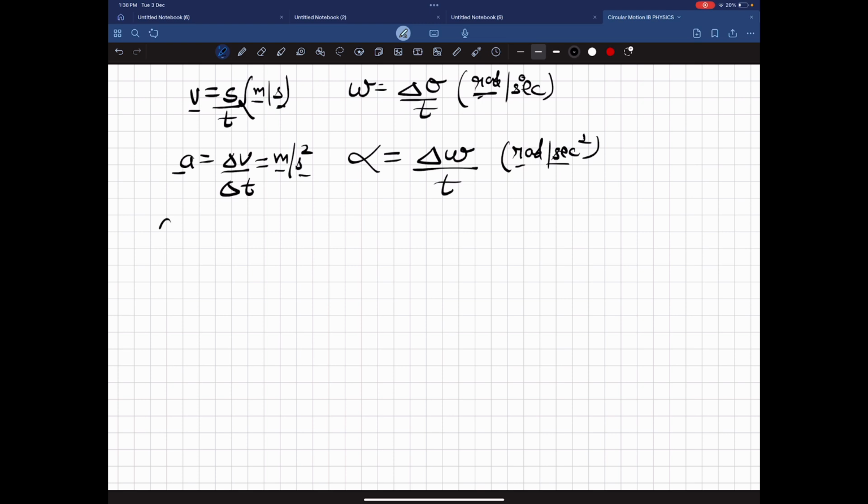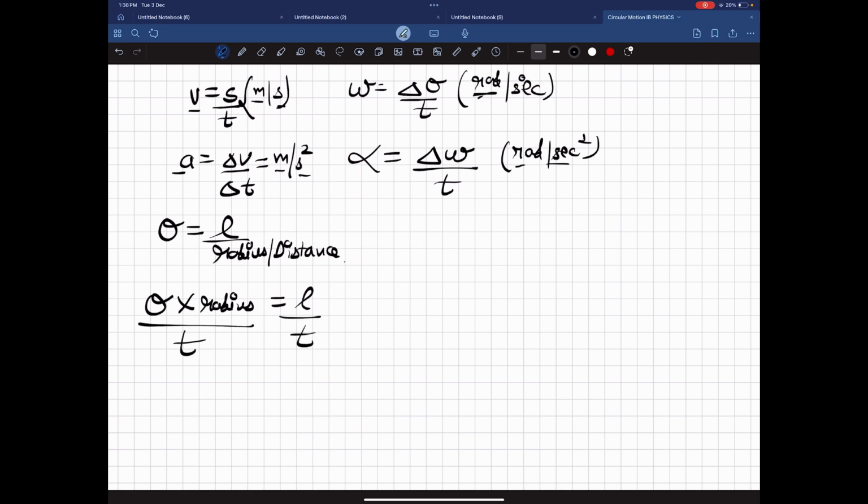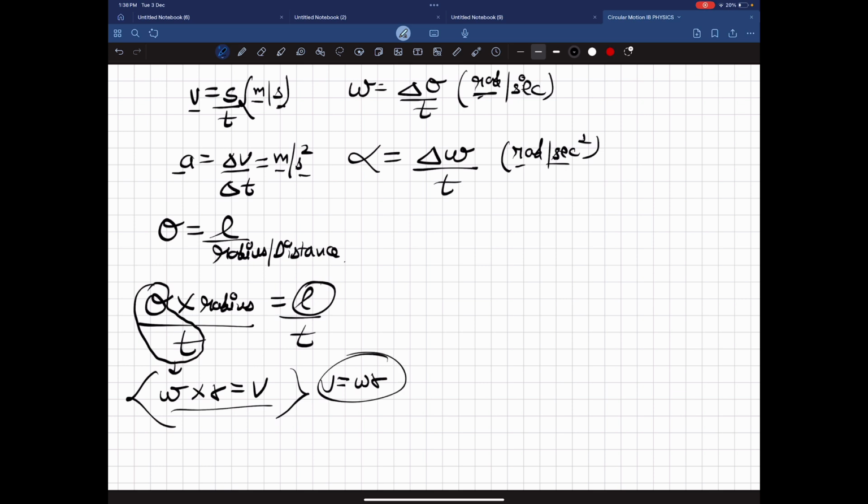All right. And you're saying that theta is equal to length of arc by radius, or distance. If you transpose it, theta into radius is equal to length. Divide both by time, and you will notice that angular displacement over time is angular velocity into radius. What is distance over time, length over time? What is it? Linear velocity. So we get the relation here, v is equal to omega r. This relation will be given in your data booklet.